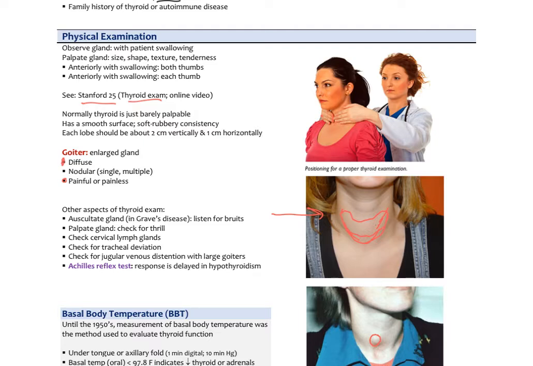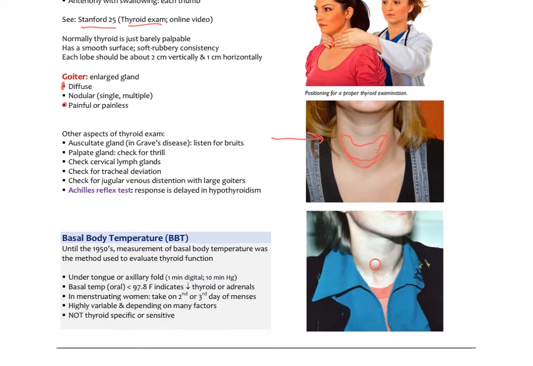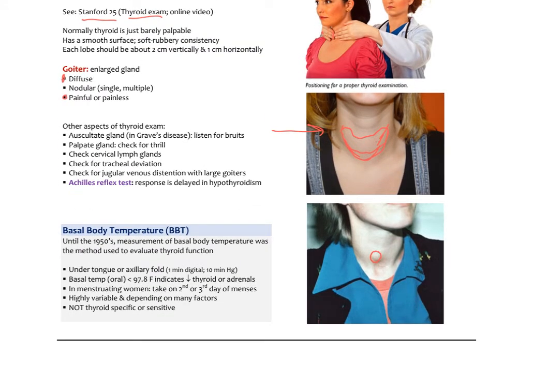Other aspects of the thyroid would be to, after you do the exam, listen, usually with the diaphragm of the stethoscope. And this is going to be more typical of more enlarged thyroids, goiters, to listen for bruits. Palpate the thyroid gland itself, checking for the thrill, that's the vibration, and that's due to compression of the thyroid arteries in an enlarged thyroid.